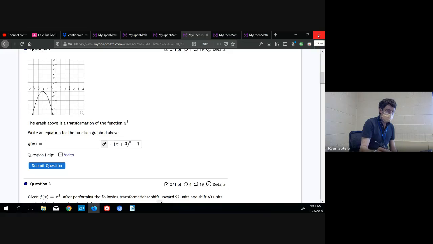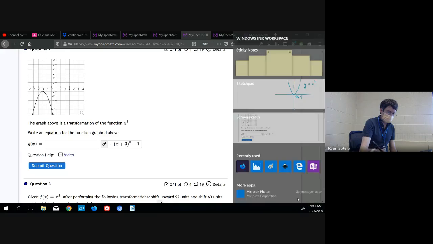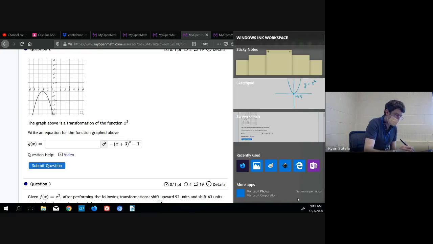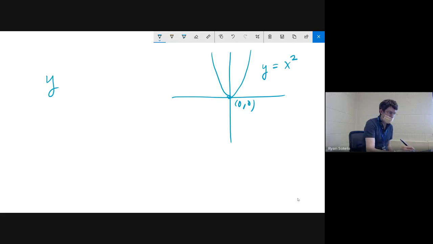Why is it written differently? Mine, do you see it's at -3, -1? The vertex is now moved. So I'm going to take the parent function, y equals x squared. To get it to go left 3, I'm going to make +3 in here.